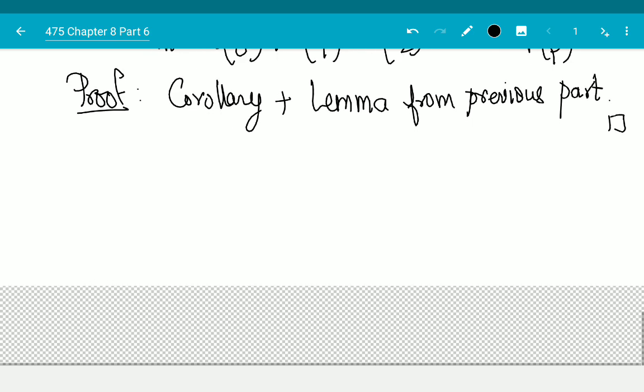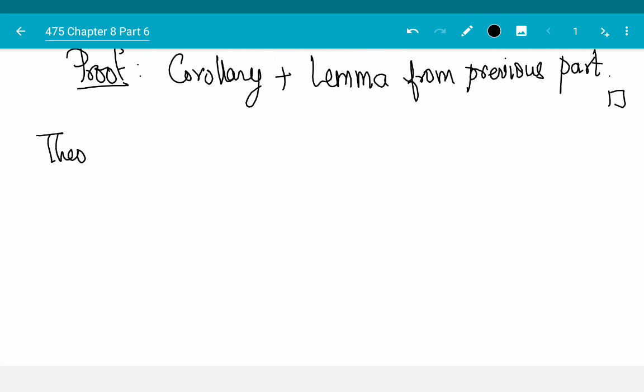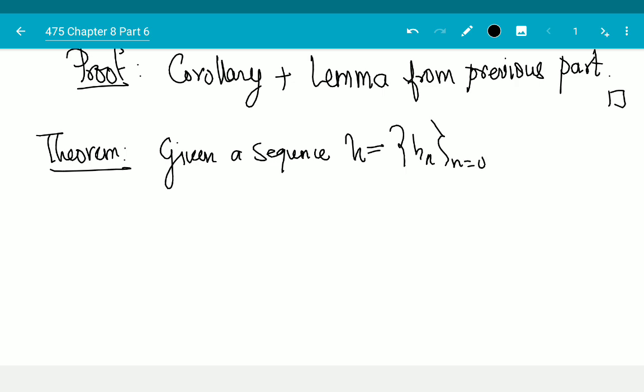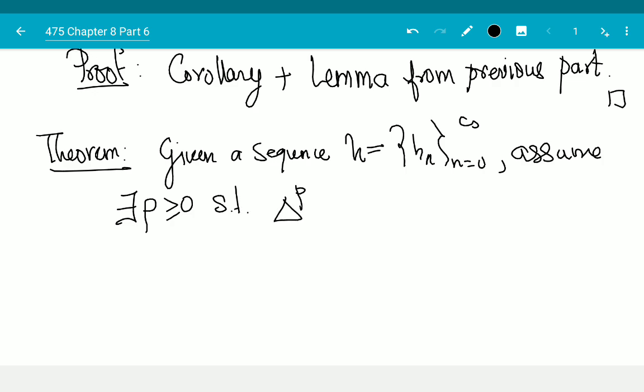Now, let us look at another important theorem. Given a sequence H, let me call it H equal to Hn. Assume that it is killed by some power of delta. Assume there exists a p greater than or equal to 0, such that delta to the p plus 1 of H is equal to 0. Okay?